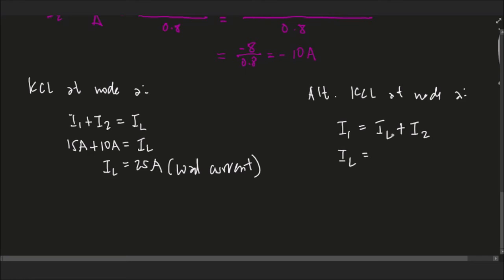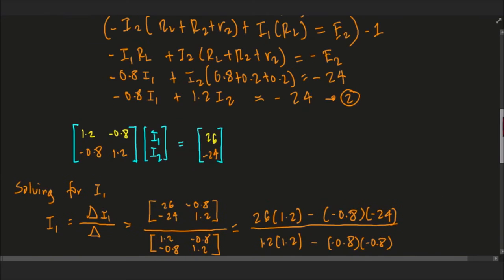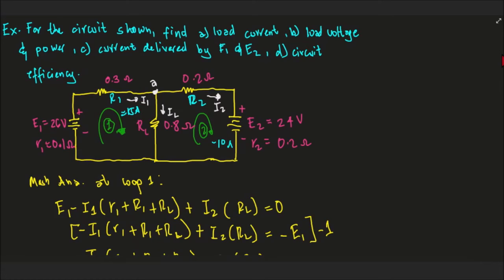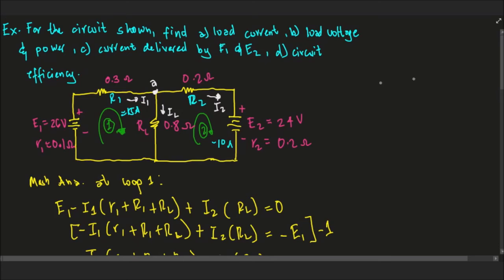So IL is equal to, we will transpose that to the other side, I1 minus I2. Our I1 here is 15, then our exact I2, because we are not considering the direction, is negative 10 amperes. And we still have the same answer, which is 25 amperes. So the negative sign of the 10 of your I2 is just a notation that your direction during your analysis is opposite to the actual direction of your current. Okay, so we have answer letter A.